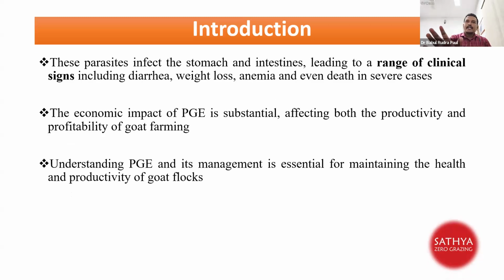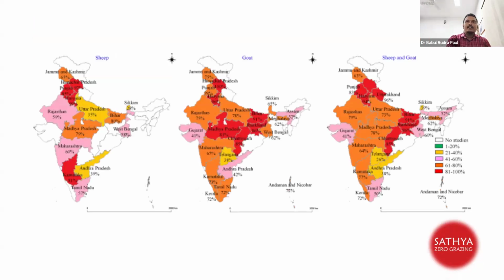management. Parasitic gastroenteritis causes different types of clinical symptoms in goats, because there are different types of parasites: trematodes, cestodes, nematodes, and other protozoa. If we see the prevalence or incidence of parasitic gastroenteritis in different Indian states, in this picture the red color indicates a higher prevalence rate, and orange is lower than red. Madhya Pradesh, Haryana, Bihar, Jharkhand, and Chhattisgarh are the highly affected states as per recent published data.